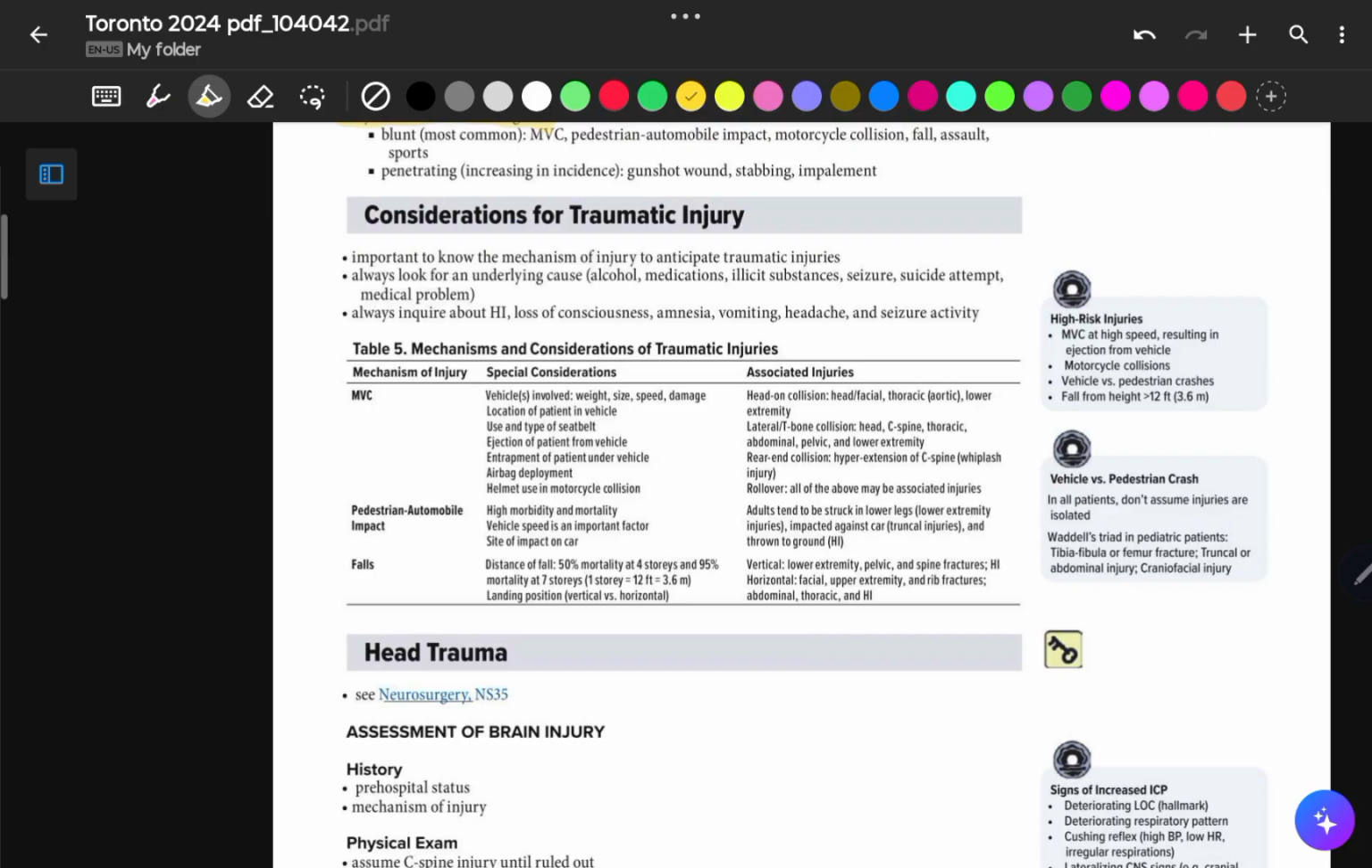And then always inquire about any loss of consciousness at the scene, what actually happened at the scene. Did they have amnesia, so they can't remember what happened at the scene? That's important. Any vomiting, any headaches, any seizure activity at the scene.